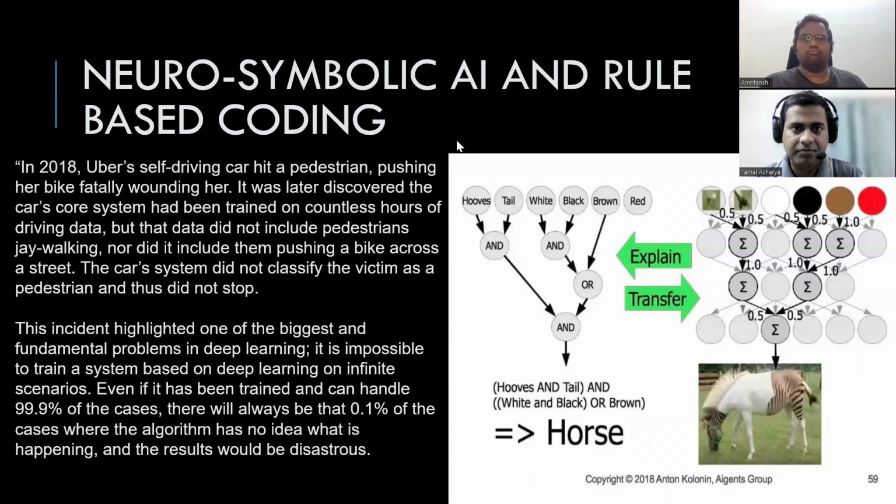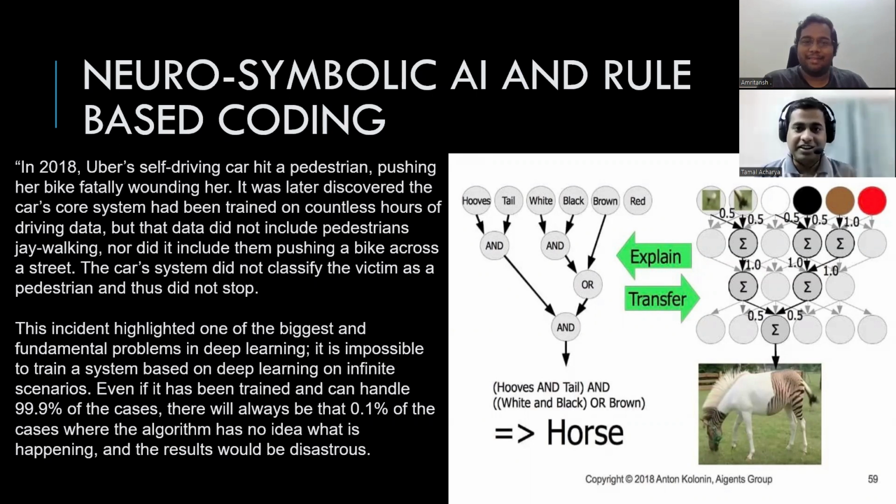Okay, so moving on, we want to think about this idea of neurosymbolic AI and rule-based coding. Tamal, I think you mentioned this, and it reminded me of this problem that actually did happen. Would you like to explain what happened with the Uber self-driving car when it hit a pedestrian?